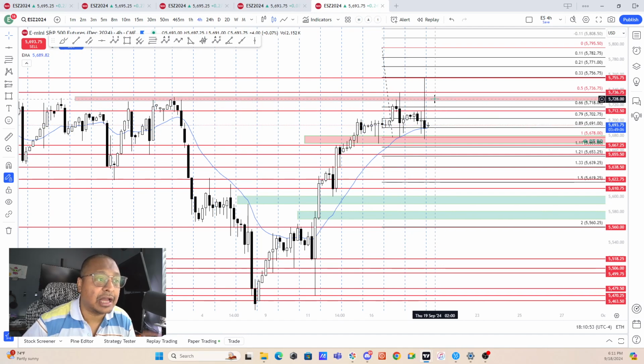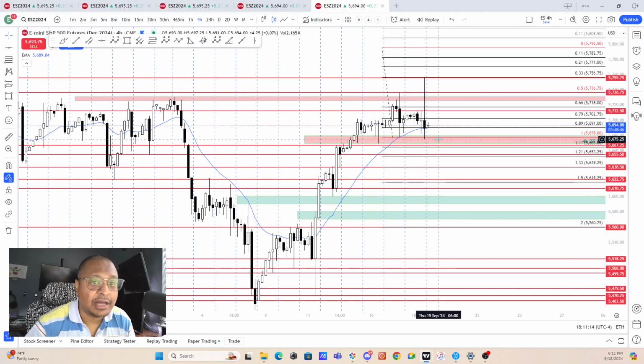Now, we are considering this as the mother bar right now because we do not know if the next bar is going to be an inside bar. If the next 4-hour bar right here becomes an inside bar to this particular bar, then we will move our concentration from this particular mother bar and have our fibs drawn on this mother bar at this point.